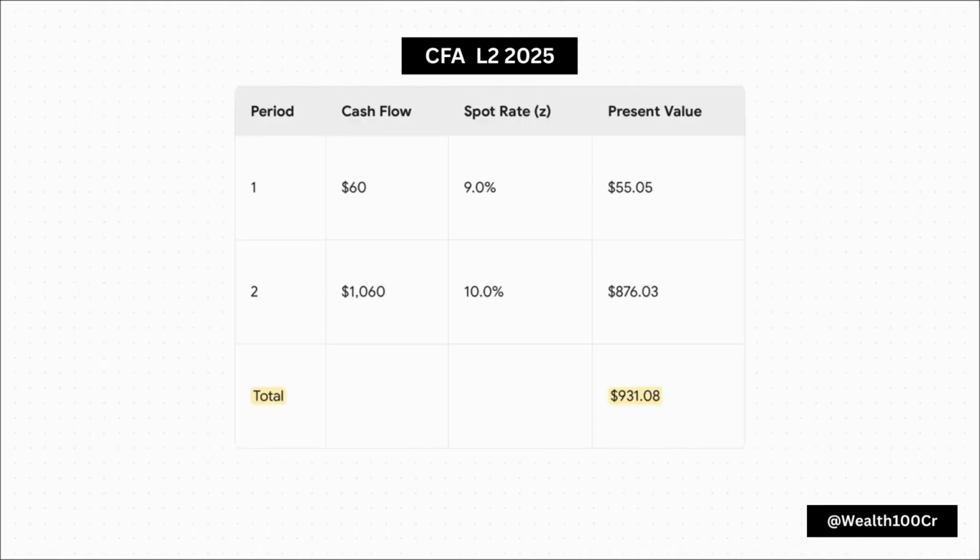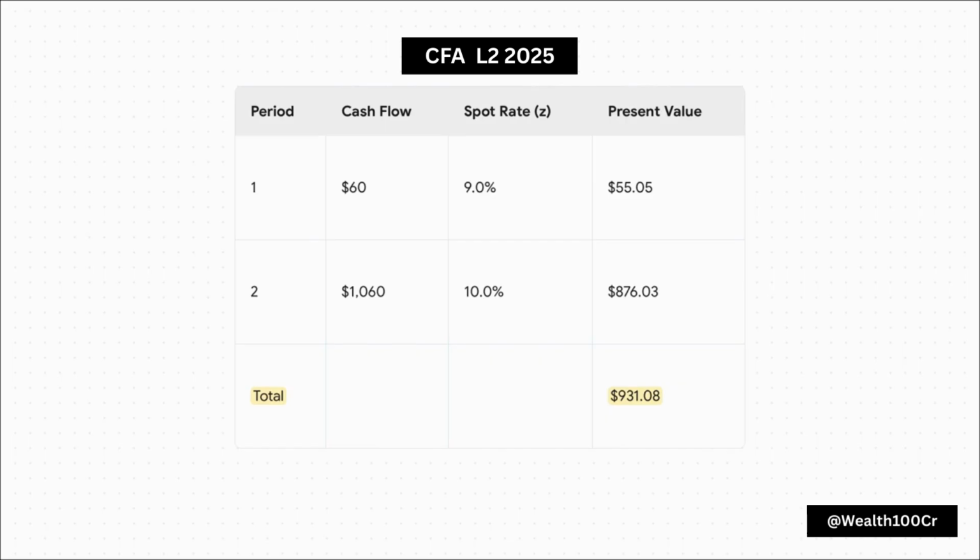Okay, let's make this real. Look at this 2-year bond. We take that first $60 coupon, which we get in 1 year, and we discount it using the 1-year spot rate of 9%. Then we take the final payment, the $1,060, and we discount that using the 2-year spot rate of 10%. Add them up, and you get the true arbitrage-free price, $931.08. The key insight?